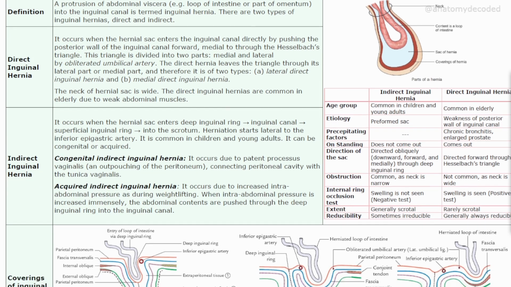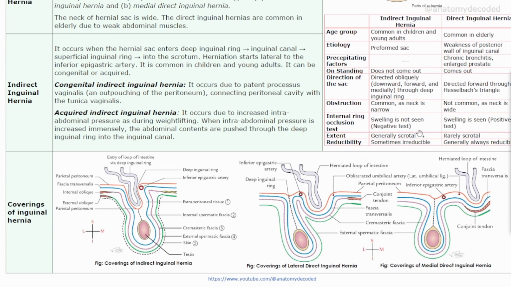There are multiple coverings of these inguinal hernias that are mentioned in these diagrams: coverings of indirect inguinal hernia, coverings of lateral direct hernia, and coverings of medial direct inguinal hernia. For that you can just practice these diagrams and understand the different coverings. As we can see, coverings of indirect inguinal hernia: it was coming from the deep inguinal ring, so it is covered by the peritoneum, the extraperitoneal tissue, internal spermatic fascia, cremasteric fascia, external spermatic fascia, and skin.